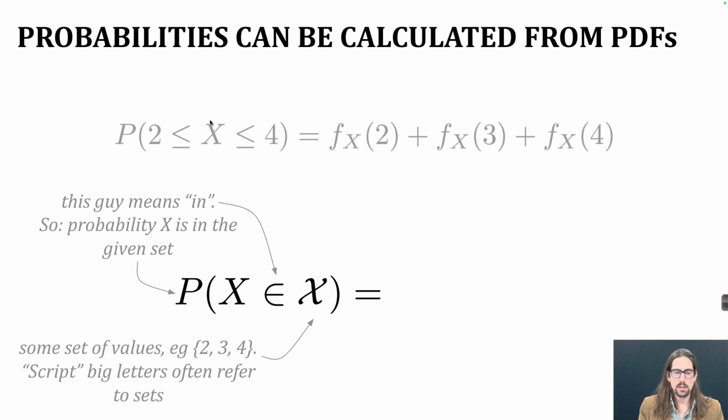Right? So it could be x is greater than 4. It could be x is an even number. So it doesn't matter what the set is. If we were to calculate the probability that x is in that set, we know we would just count how many times that happens in the population.